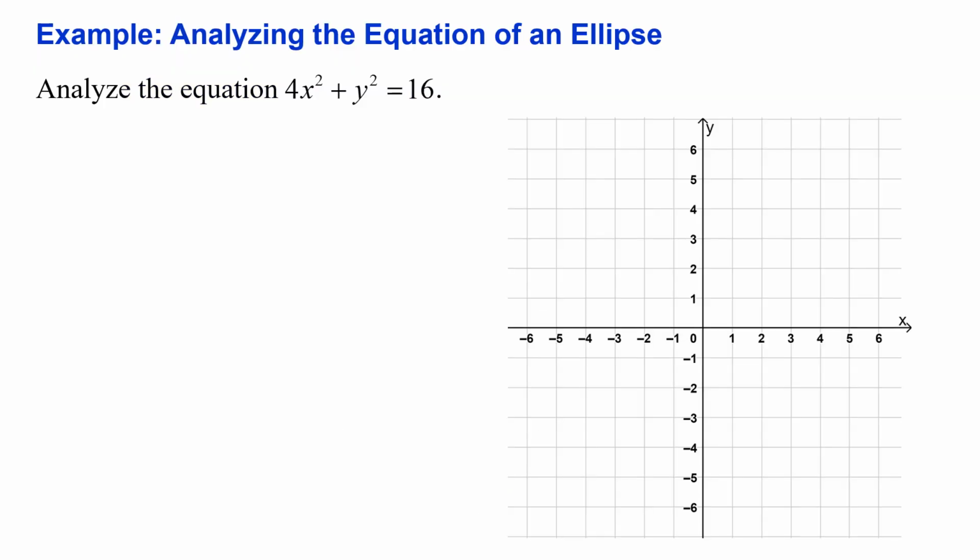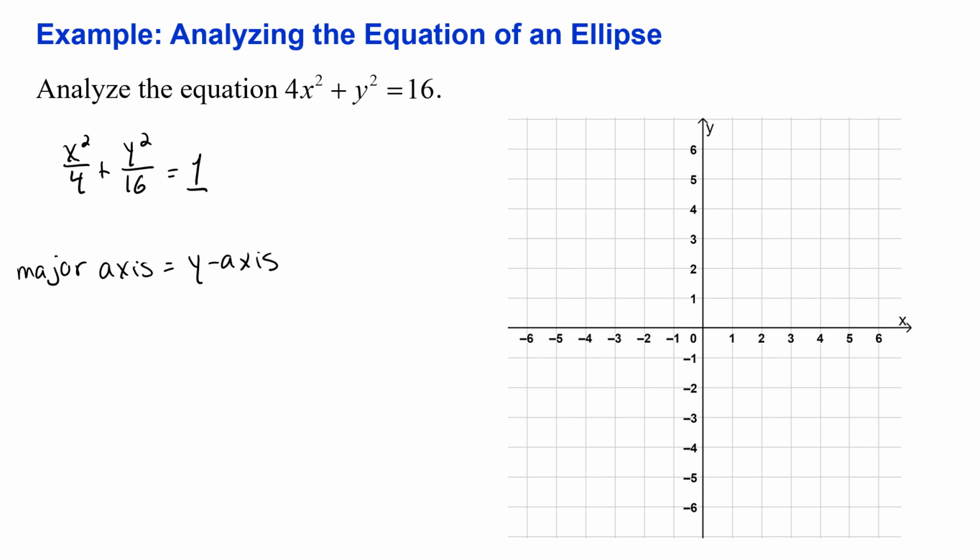In this example, we're told to analyze the equation of the ellipse 4x squared plus y squared equals 16. First, we need to match the standard form for the equation of an ellipse. We need the equation to equal 1. So let's divide both sides of the equation by 16, and we can write the equation as x squared divided by 4 plus y squared divided by 16 equals 1. Now, since the larger denominator is under the y squared term, the ellipse will have a major axis that is vertical and is thus the y-axis.